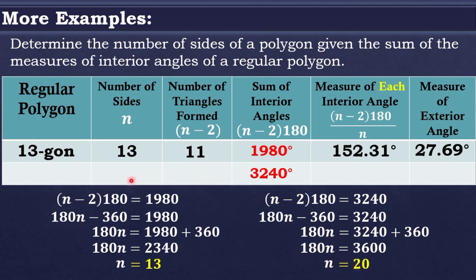So, makukuha mo po yung n, which is your side. So, we have 20 sides. So, that is 20-gon. And then, you can now determine the number of triangles formed. So, minus 2 lang. That is 18. Pwede mo i-check. 18 times 180, dapat ito ang makuha mo. So, nakuha mo na to. Meron ka ng number of sides. So, 3,240 divide 20 para makuha mo yung measure ng bawat interior angle. That is 162 degrees. And then, the measure of exterior angle, minus lang po to sa 180. That is 18 degrees.